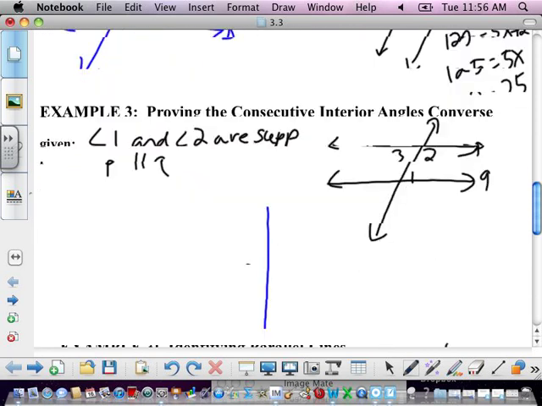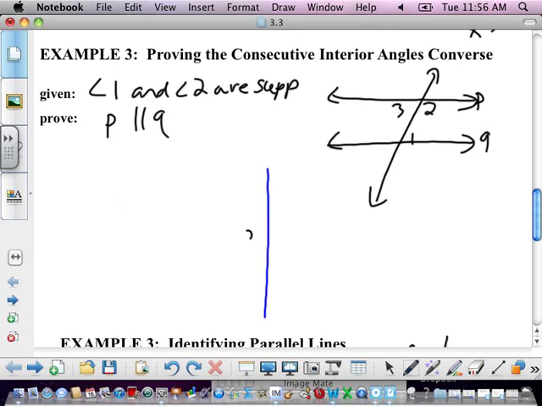Angle 1 and angle 2 are supplementary. We're trying to prove that P and Q are therefore parallel. So what is the first thing that we always start with? The given. Angle 1 and angle 2 are supplementary. Given.